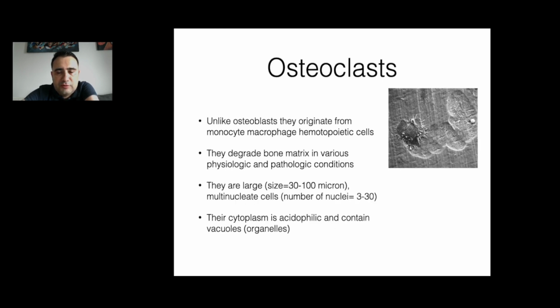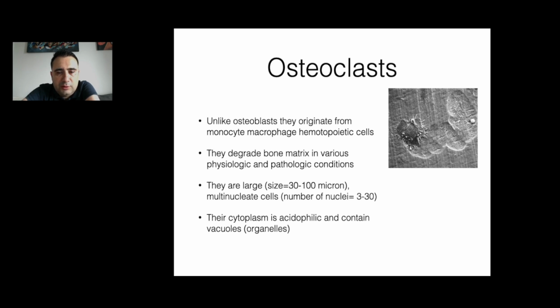Another important type of cell in bone biology is the osteoclast. Unlike osteoblasts, they originate from monocyte, macrophage, hematopoietic cells. The originating tissue is different. Their function is degrading, eating the bone matrix. So osteoblasts make the bone, and osteoclasts degrade the bone in various physiological and pathological conditions. Physiologically, they are always active. The bone remodels itself all the time. When the bone is remodeling, osteoblasts make bone and osteoclasts resorb the bone.